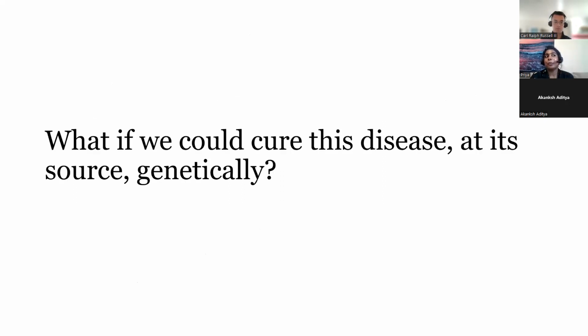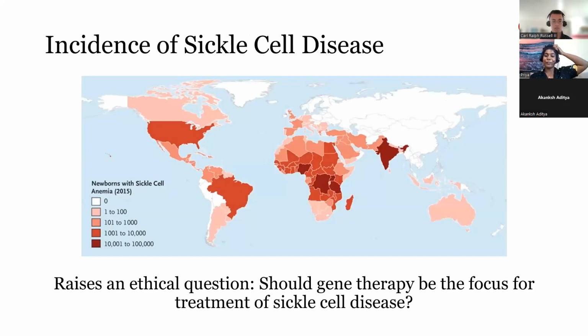But this is all what we have available right now, right? Management, stem cell transplant. But what if we could cure the disease genetically at its source, which is what we're doing right now, or trying to do. But before we get there, I want to address the incidence or prevalence of sickle cell disease around the world. In general, sickle cell disease is more prevalent in developing countries where malaria is also more prevalent. It affects about 100 million people worldwide. And actually, over 99% are in developing countries.